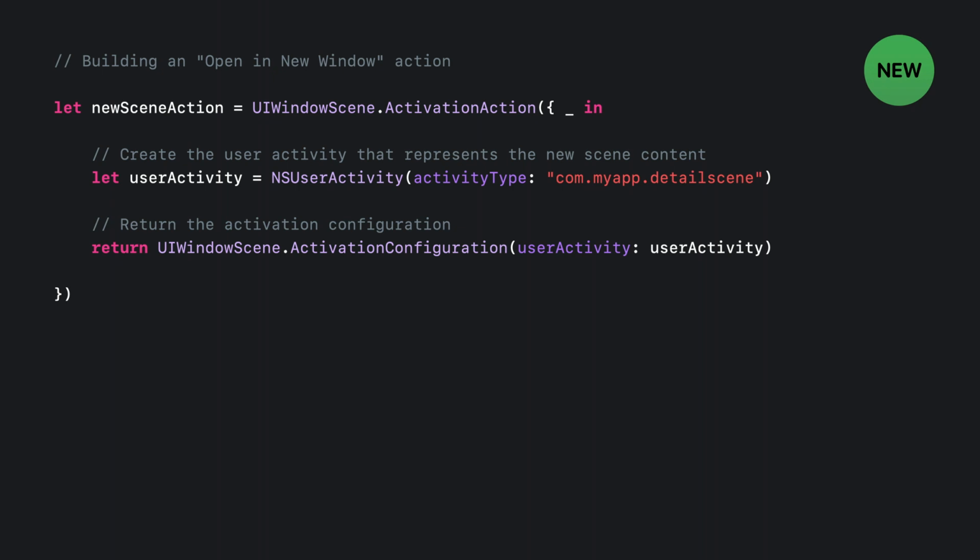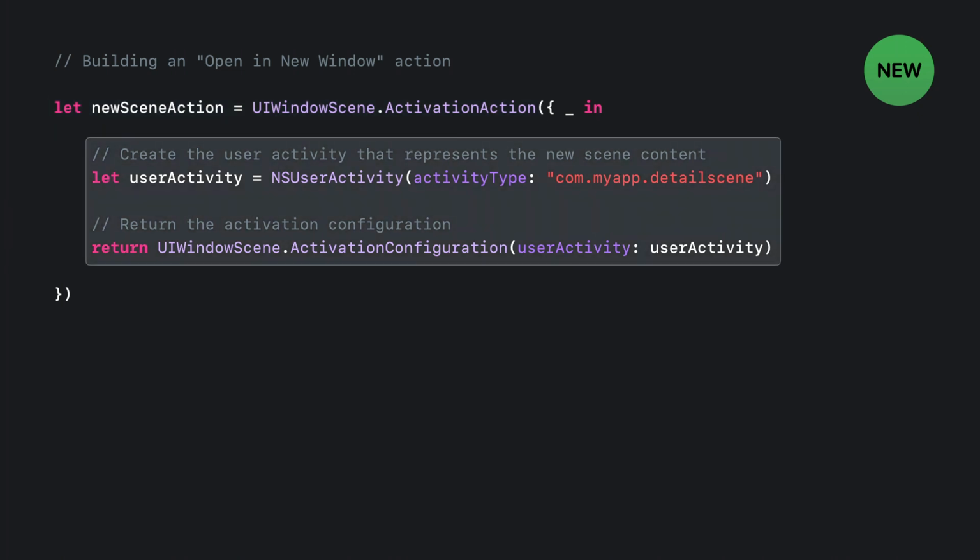Adding this functionality to your app is as simple as creating a new window scene activation action. This action takes a closure that returns an activation configuration, created with an NSUserActivity that can be handled by your app. Add this action to a context menu, and you're all set.